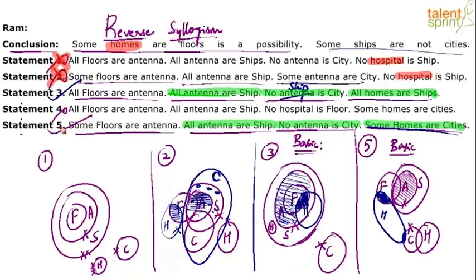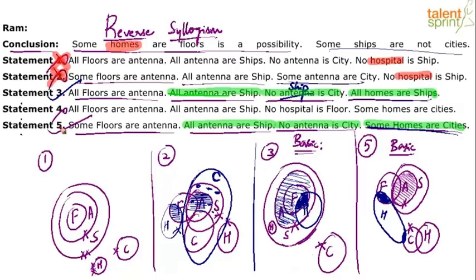All homes are ships. So when I look at the conclusion, some homes are floors is a possibility. What is wrong in that? Some homes are floors, possibility. Some ships are not cities is also possible. So I think 3 and 5 both satisfy, right?